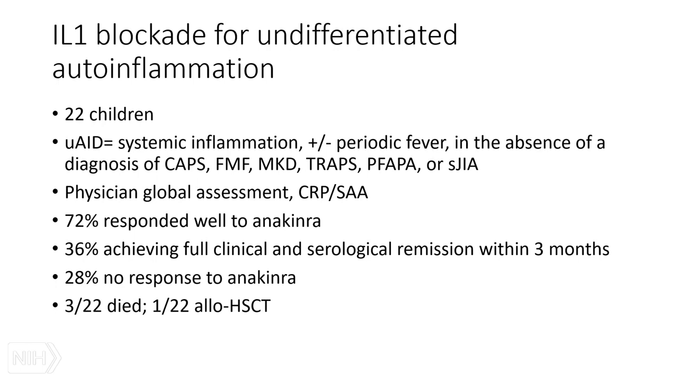These were serious diseases. 3 out of 22 died, and 1 needed a bone marrow transplant, so it was not a trivial disease that we were treating in this cohort of patients on the whole. DADA2, deficiency of adenosine deaminase 2.